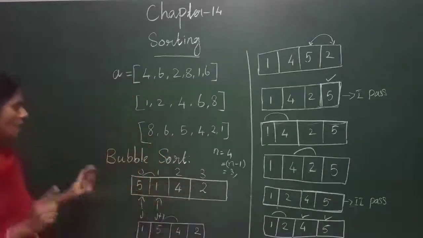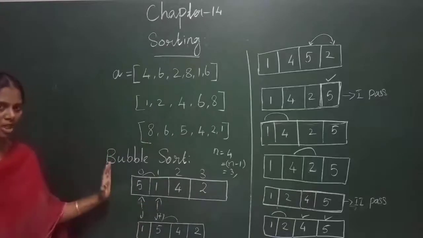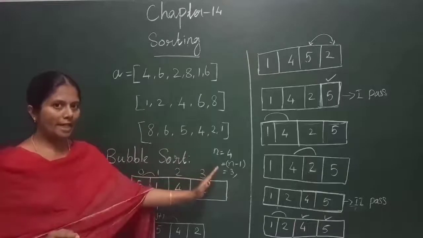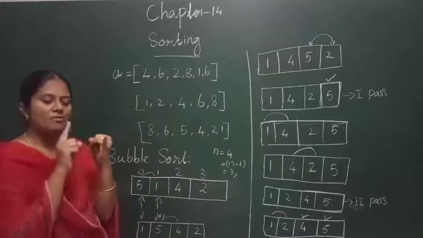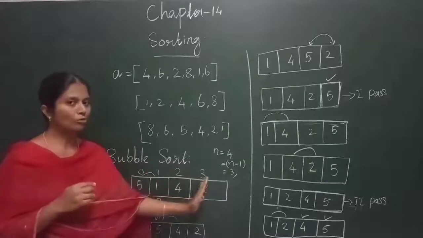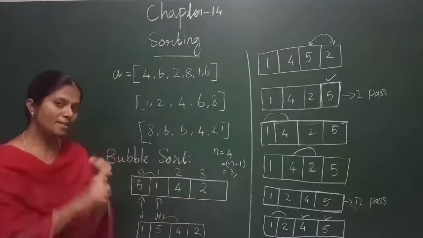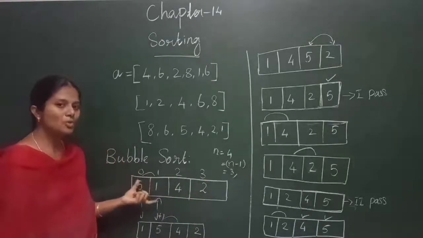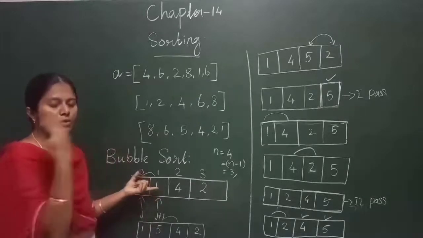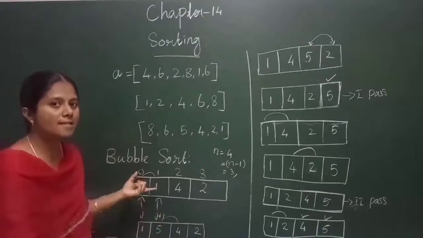Listen, what is meant by bubble sort? What are the algorithm steps? First step: scan the elements from left to right. What is the second step? Compare the two elements, and swap them if it is necessary.